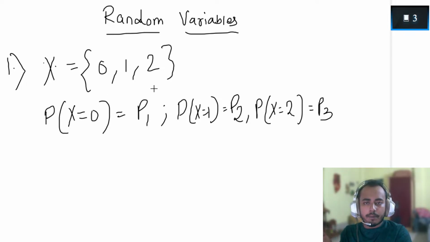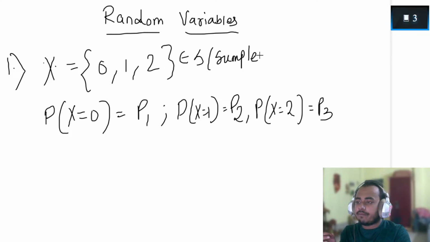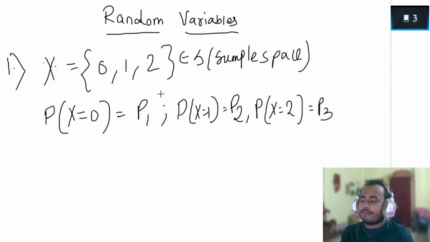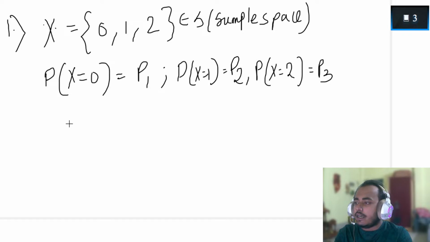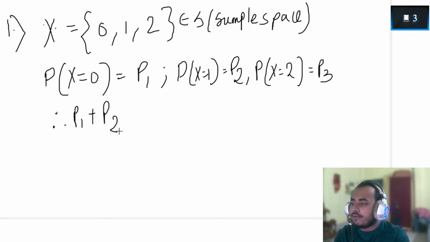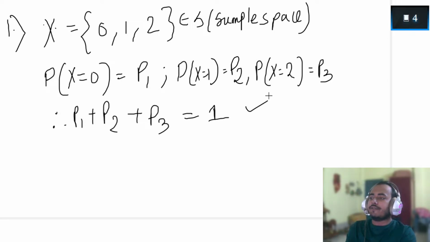Now, since these are all the outcomes you have, and you know from normal probability theory that the sum of all probabilities of a particular event must be 1, in this case all of this also constitutes the sample space. So this is called what? The sample space of x. Basically, we must have p1 plus p2 plus p3 equals 1. This must also be satisfied.